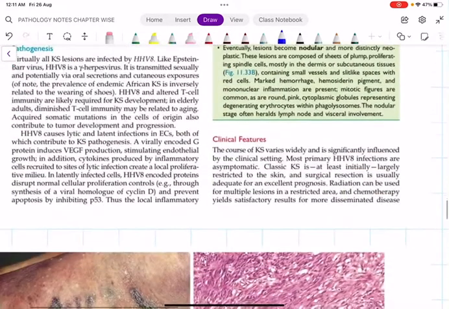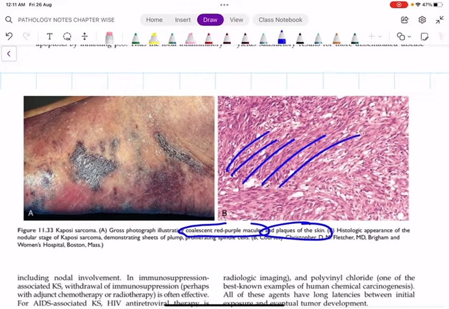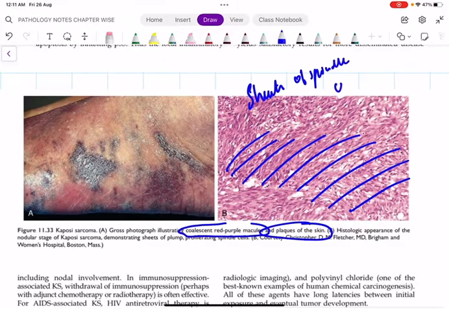We will see the picture of Kaposi sarcoma. See, this is how the Kaposi sarcoma looks. You can see coalescent red purple macules and plaques of the skin. Okay, it is not a mass. Bacillary angiomatosis appears like a nodular mass, very, very important, whereas here it is red to purple colored plaques or macules present in the skin. Okay, fine. And histopathologically, you can see lots of sheets of spindle shaped cells.